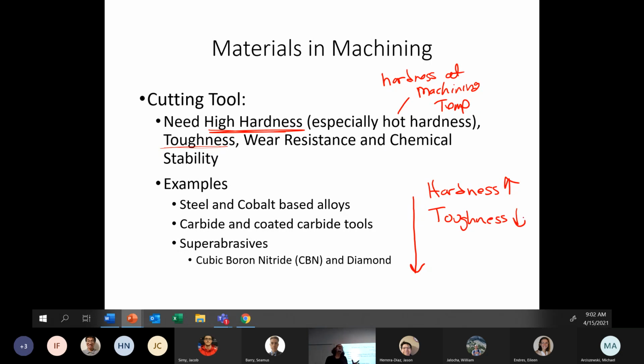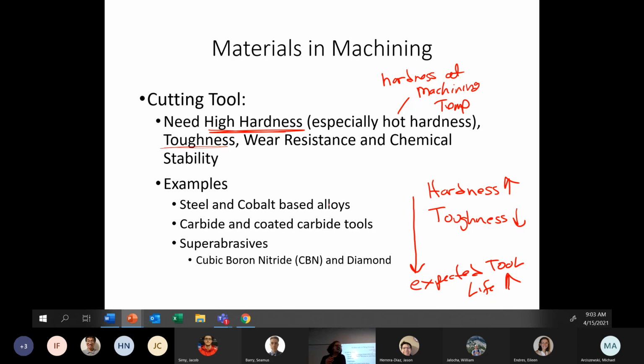So our metals would have the higher toughness but the lower hardness. We also want to look at, as we go from steel to carbide to the super abrasives, the length of time that these tools maintain their hardness. So we're also seeing that the expected tool life increases as we go down the list. So does the cost.